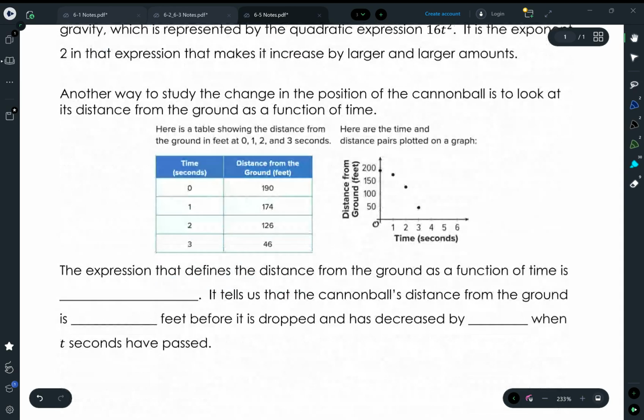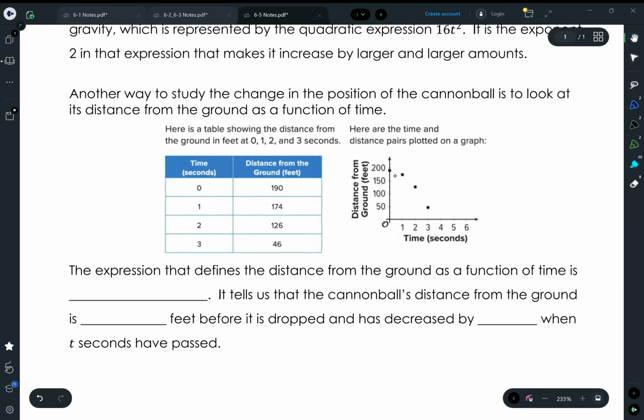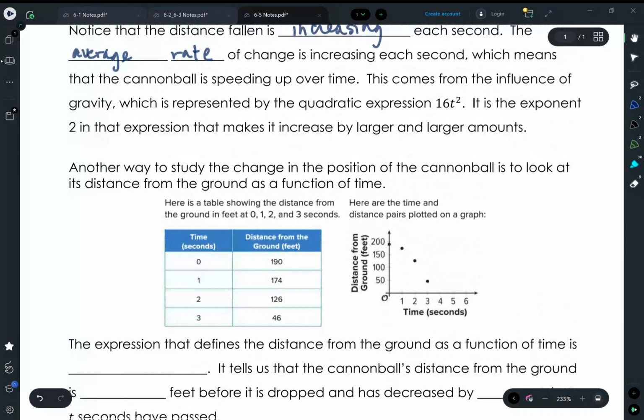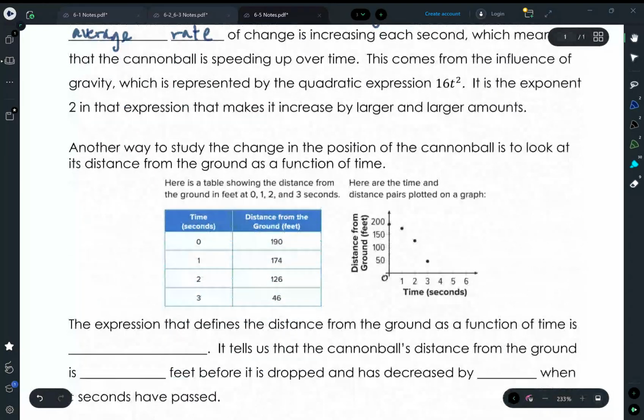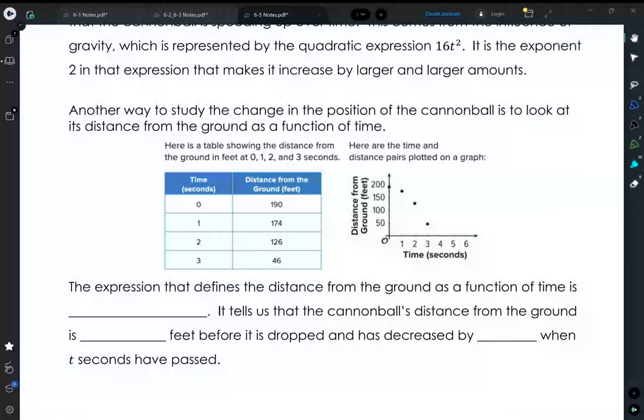Another way to study change in the position of the cannonball is to look at its distance from the ground instead. So this time, and I like this graph better because it makes me think more about how it's traveling down to the ground. Versus that other one, it almost looks like we're launching the cannonball into the air. And that's not what we're doing. We're just plotting time and our distance traveled. But a lot of us like this graph better.